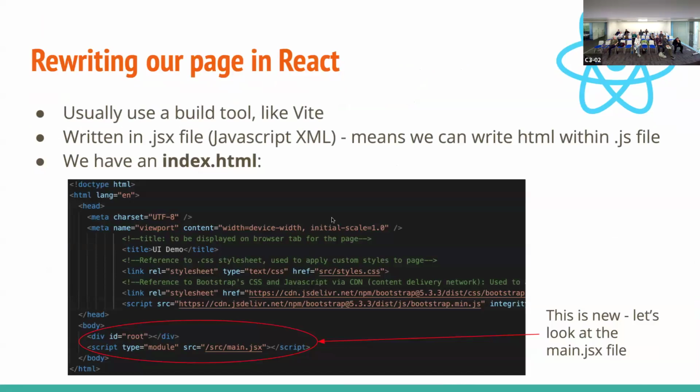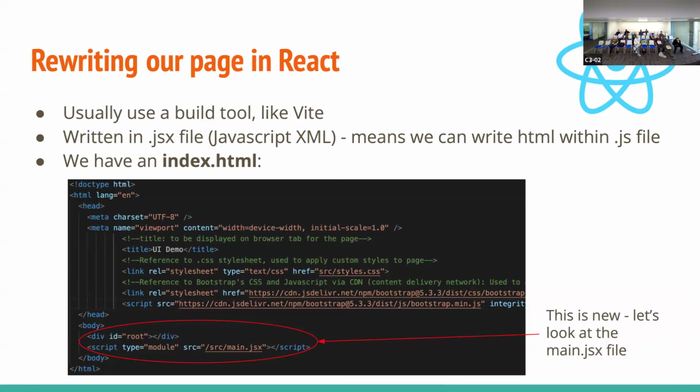So we usually use a build tool like Vite. One of the main reasons I like Vite specifically is it has hot reload, so I don't have to manually update every time I make a small change to the React code. I can make a change and see it instantly. It's written in JavaScript XML, which means that we write HTML, JavaScript, and potentially CSS within a single JSX file.